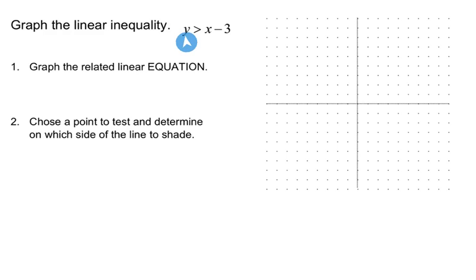Let's graph this linear inequality. Here we have y is greater than x minus 3. Now, one thing to note, we have a greater than symbol, which does not have an equal to included. That means we know whatever line we draw will need to be dashed. So that's what the symbol is telling us. So when we think about graphing, we just want to make sure we graph the related linear equation. So we have y equals x minus 3.